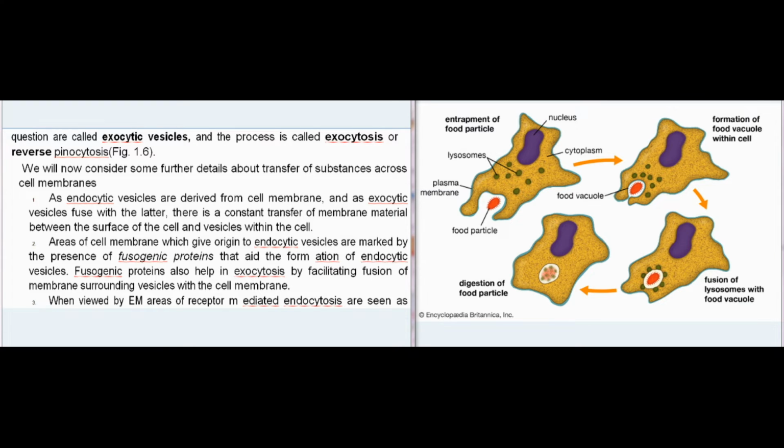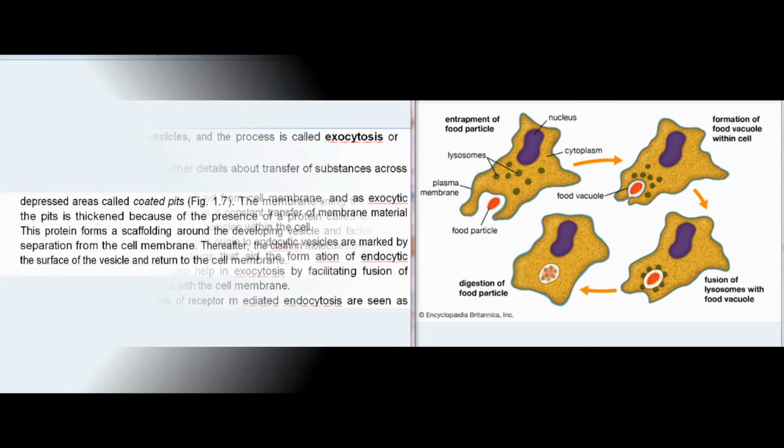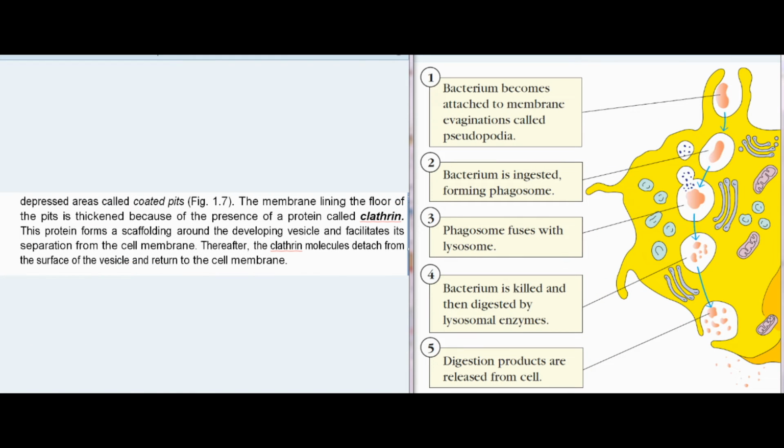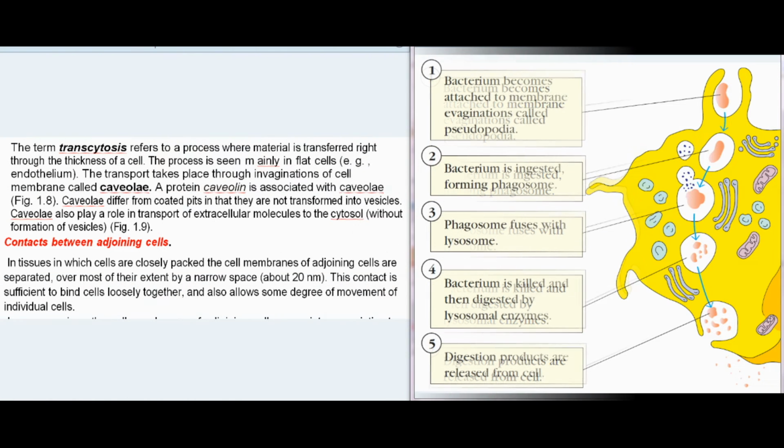When viewed by electron microscopy, areas of receptor-mediated endocytosis are seen as depressed areas called coated pits, Fig 1.7. The membrane lining the floor of the pits is thickened because of the presence of a protein called clathrin. This protein forms a scaffolding around the developing vesicle and facilitates its separation from the cell membrane. Thereafter, the clathrin molecules detach from the surface of the vesicle and return to the cell membrane.